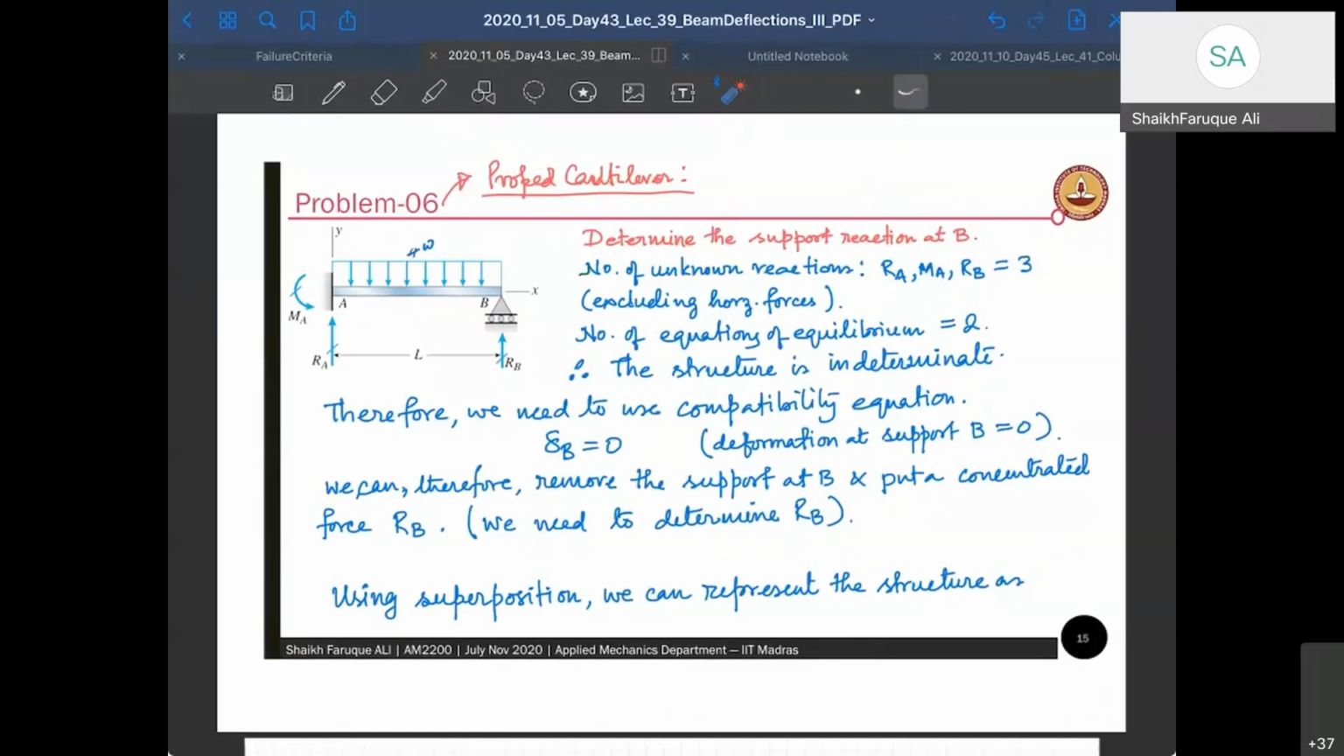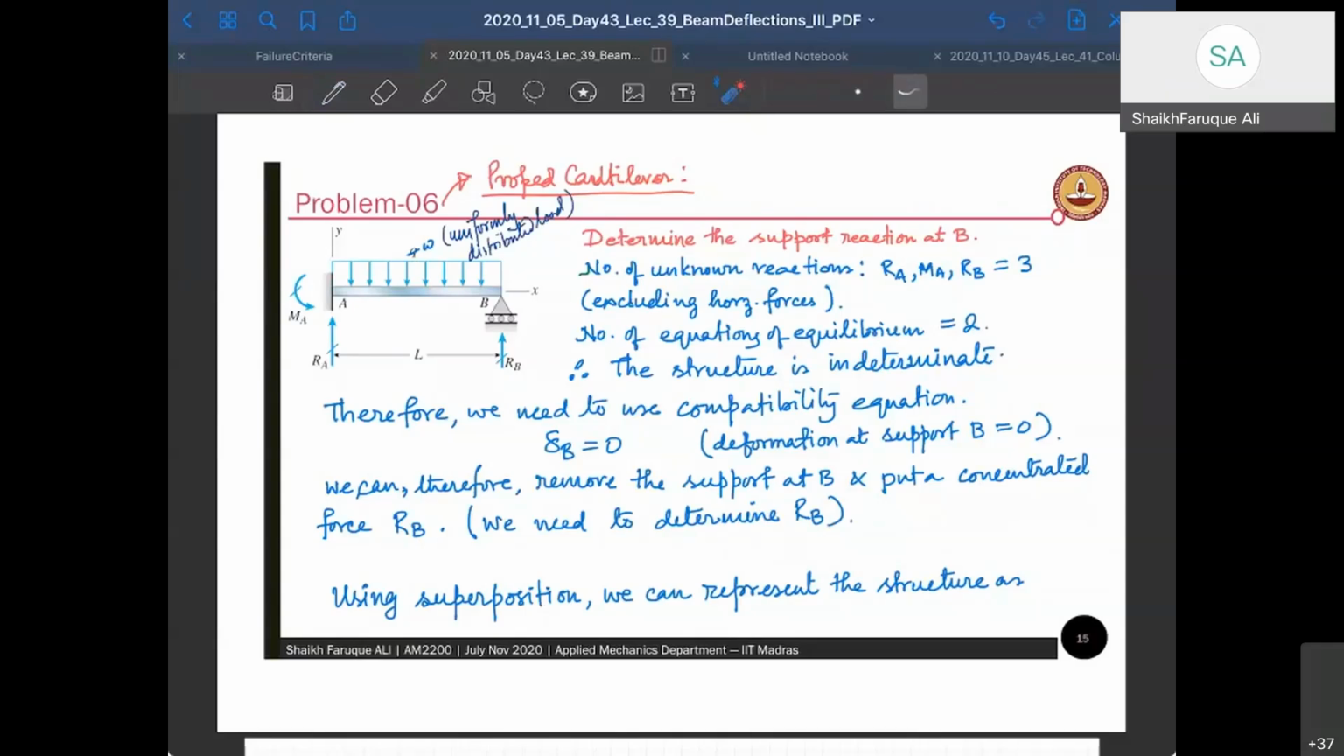So the next part is we solve one problem first. We have a propped cantilever in this case, where there is a UDL, a uniformly distributed load, acting on the beam. Uniformly distributed load is shortly called UDL. All right, so there is a UDL on the beam, and it's a propped cantilever. It's an indeterminate structure with an indeterminacy of 1, right?